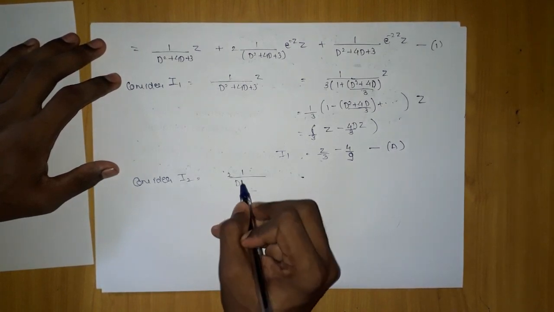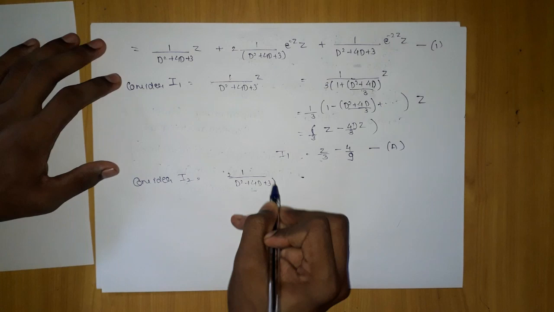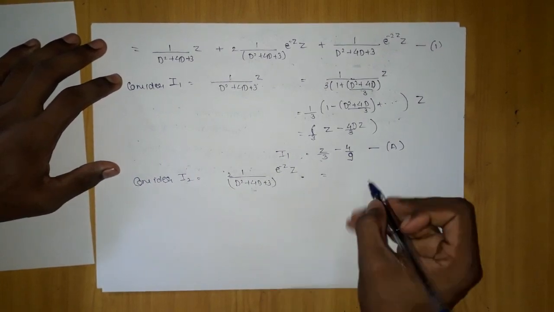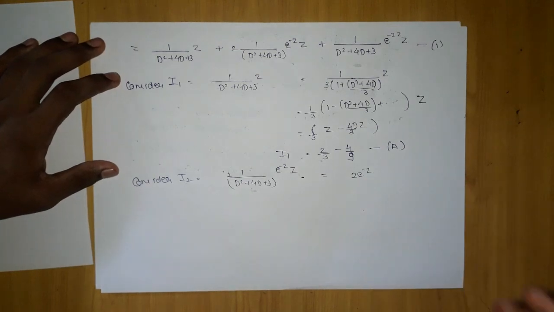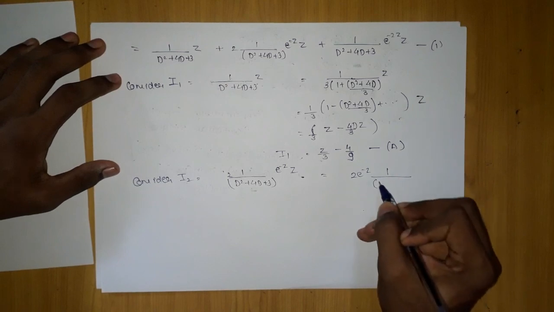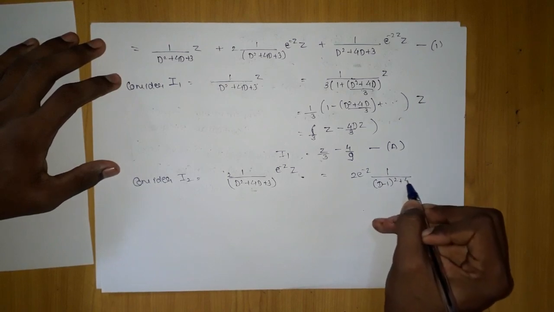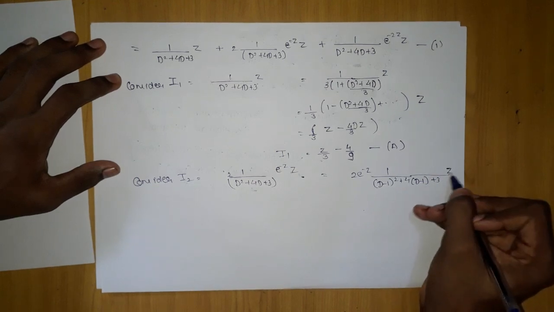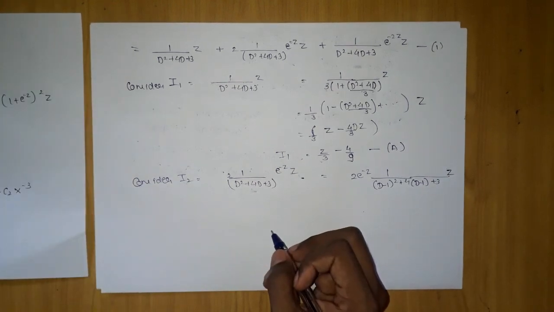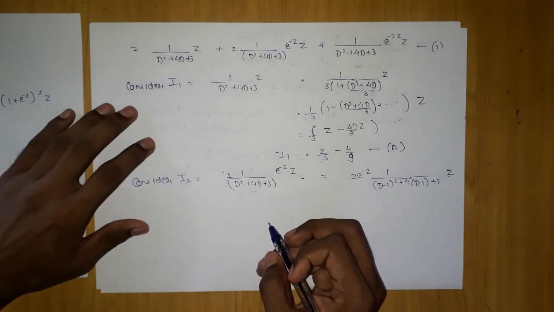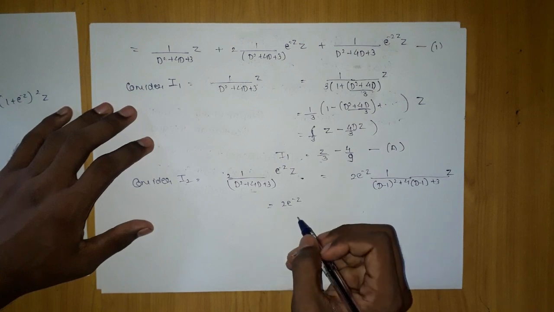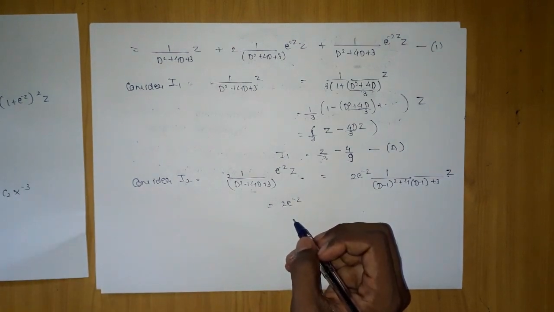Consider I2. 2 by D square plus 4D plus 3 e to the power minus z into z. When you move this that side, it is of type e to the power x into V. You will have to replace D by D minus 1, the whole square, plus 4 into D minus 1, plus 3. After this you are left with this and it will become polynomial type. So if we simplify this, we are going to be left with 2 e to the power minus z as it is.